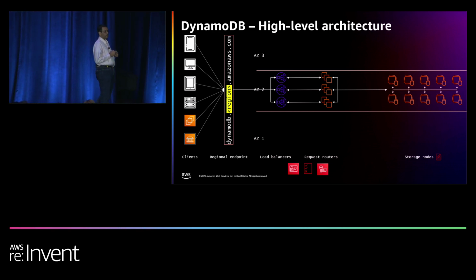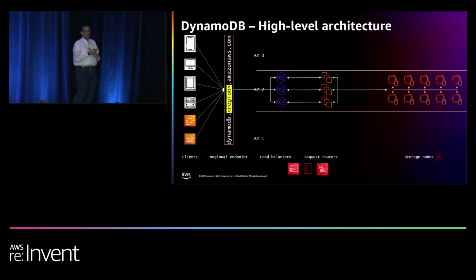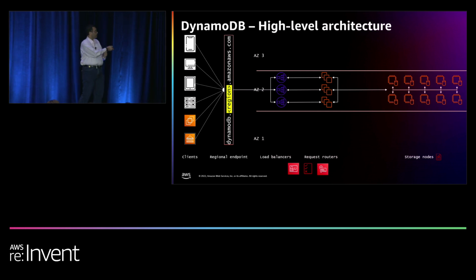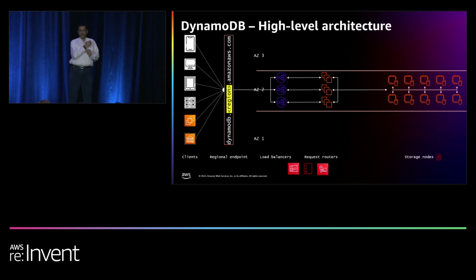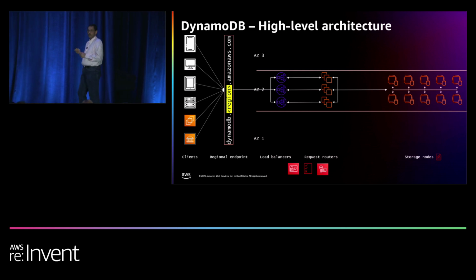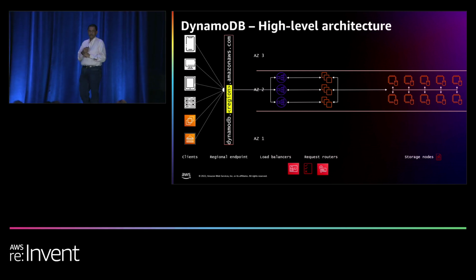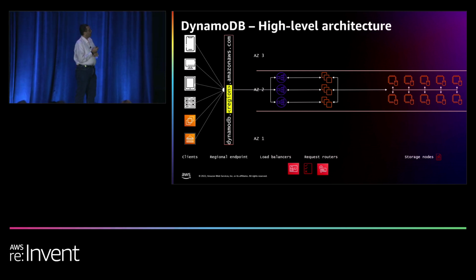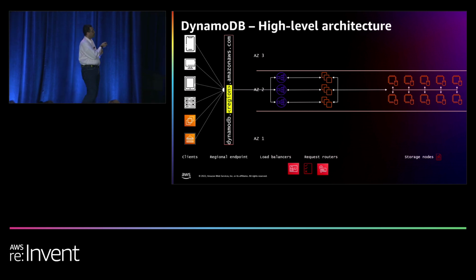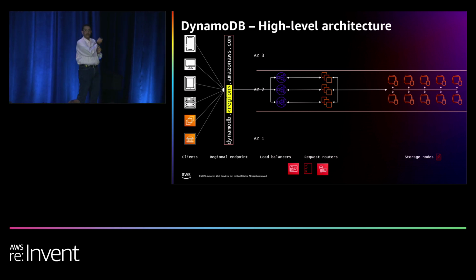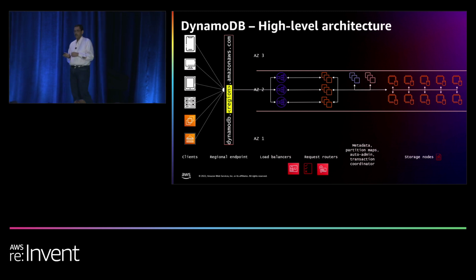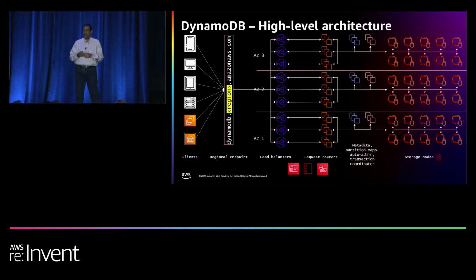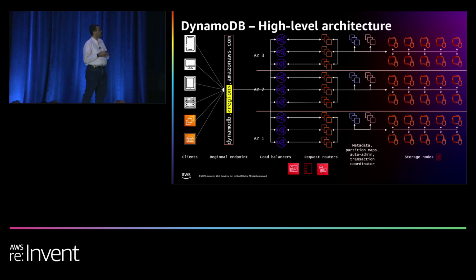If you're doing a get, send it to the storage node. The storage node stores the data encrypted, so the storage node will decrypt it and send the data all the way back. If your application happens to be in AZ2, we will try and keep this entire thing in AZ2. But remember, we also have the same infrastructure in the other two AZs.